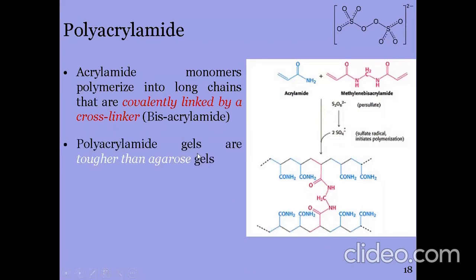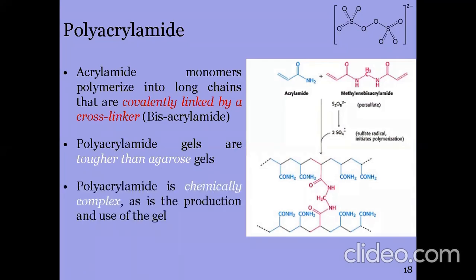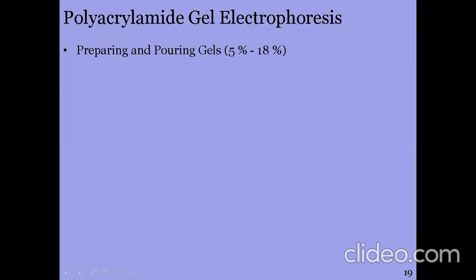In this way, polyacrylamide gels are tougher than agarose gels. They cannot be broken easily as compared to agarose gel. Polyacrylamide is chemically more complex than agarose in production and use of the gel. Next is preparing and pouring of the gel, which could be 5% to 18%. Previously agarose was 0.8 to 2%, and this is 5 to 18%. That means we will need more polyacrylamide for making the same size of gel.